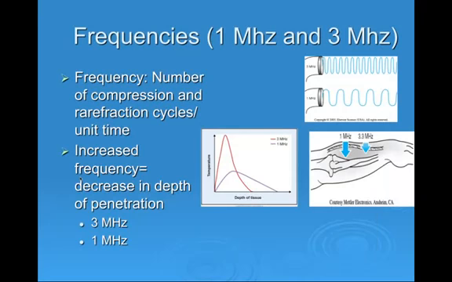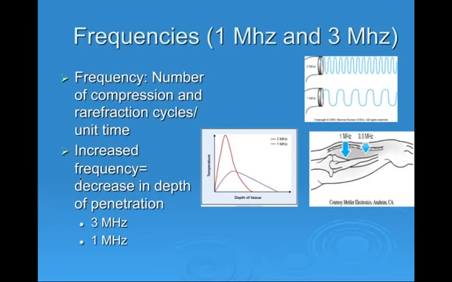All right, so we typically use 2 different frequencies, 1 and 3, and that frequency is just the number of compression refraction cycles per unit time. And so the thing to keep in mind with choosing a frequency is you're going to look at depth of penetration. So the higher the frequency, the lower the depth of penetration. Okay, so as it says here in the second bullet, increased frequency, decrease in depth of penetration.